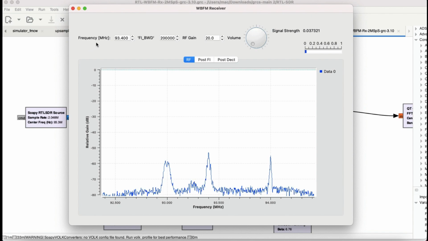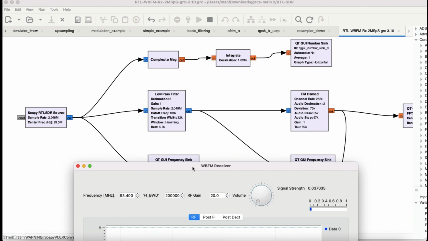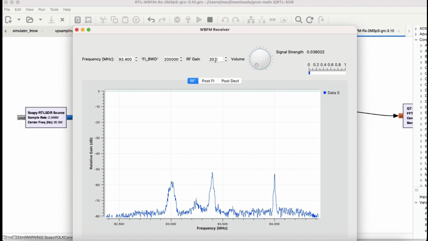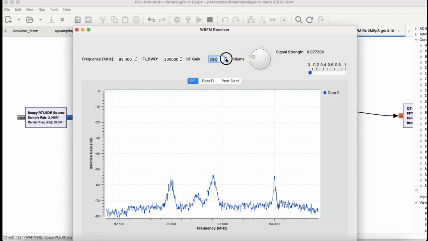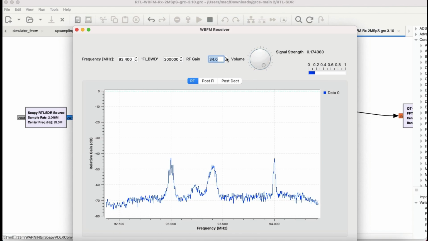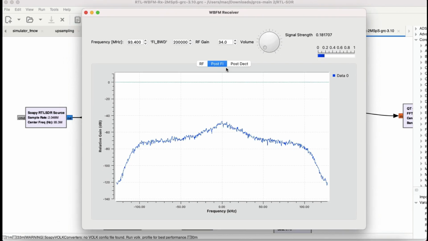As you can see, at 93.4 the Quran is being transmitted, and this is your bandwidth controller for your low pass filter, which is your cutoff frequency that is controlled by this value. You can choose your cutoff frequency, you can choose your RF gain to be any value. You can increase the gain, you can increase the volume. It's a very crisp sound actually.